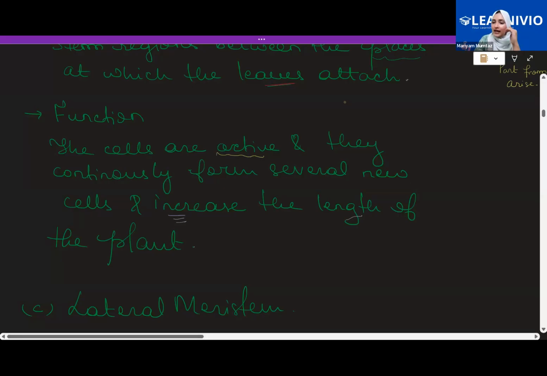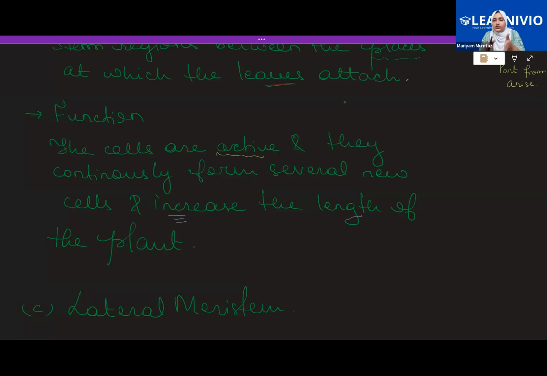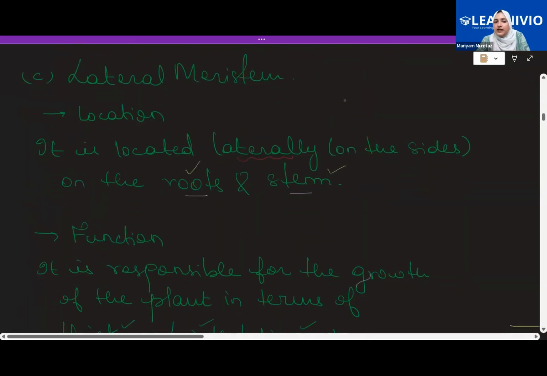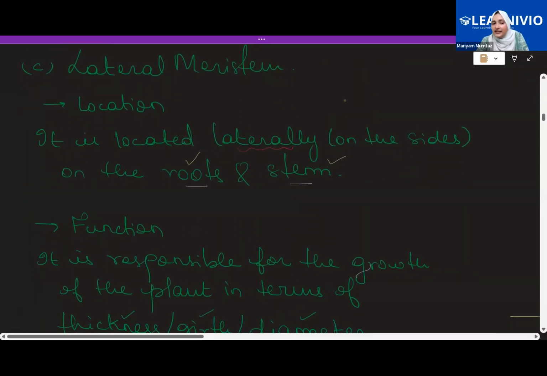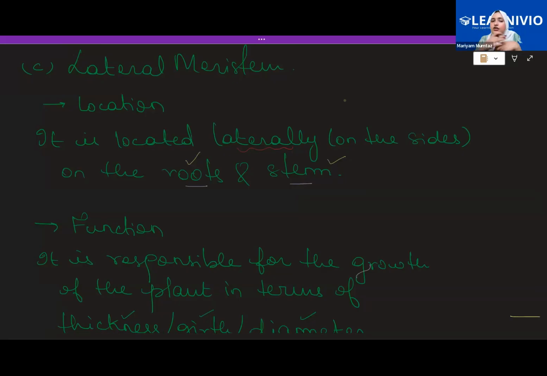All right. Now, that was about the height or the length of the plant. Now, the plant does not just grow like that. It grows like this also, isn't it? It grows in thickness as well. So, the thickness growth is because of the lateral meristem. Lateral means sideways position. So, what happens? Lateral meristem is located on the side of the stem, on the side of the root.